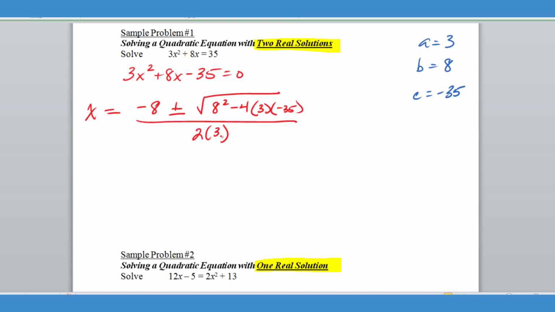Now, we've set everything inside the quadratic formula, and this becomes just a simple order of operations calculation, and so your calculator will do this for you quite effectively.